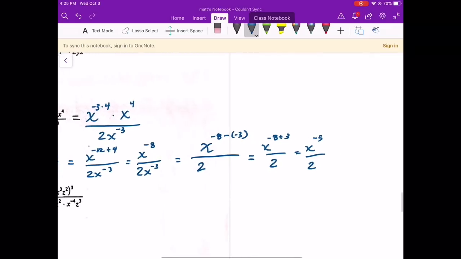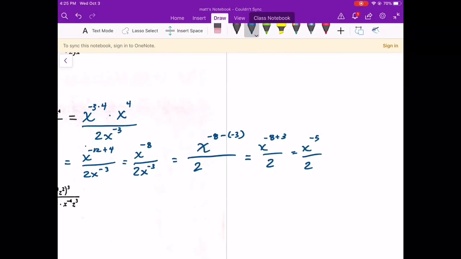And now that I have a negative exponent, I need to go ahead and do the inverse. So that means moving it to the bottom. So that's 2 times x to the 5th. And I don't have anything on the top, and I need a placeholder. So what's the understood thing that's been there the whole time? A 1. And that makes this a simplified expression.